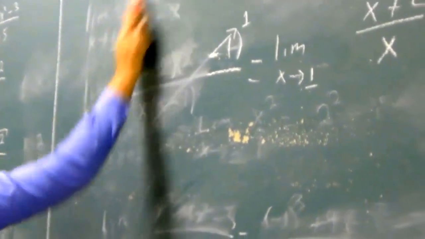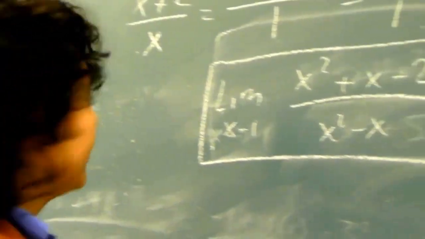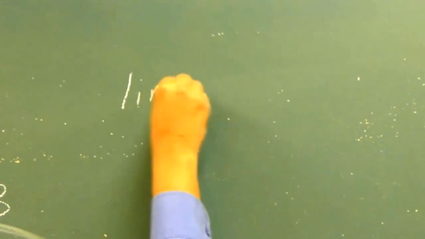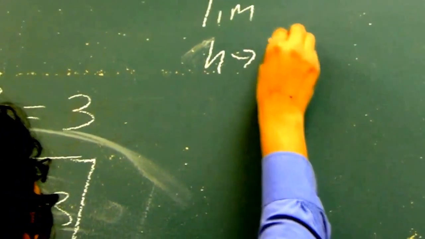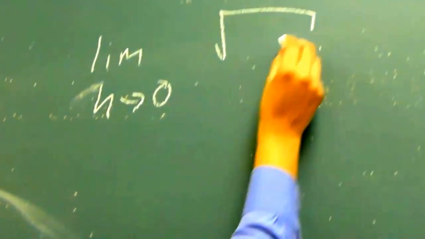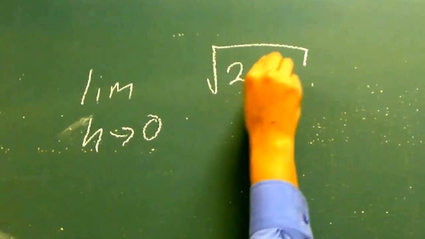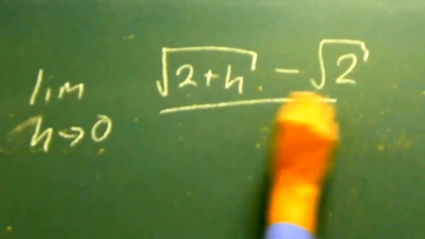Another way to solve limits that do not have an answer is to use the conjugate of the function. So let's consider the following example. I have the limit as h is approaching 0 of the square root of 2 plus h minus the square root of 2, divided by h.